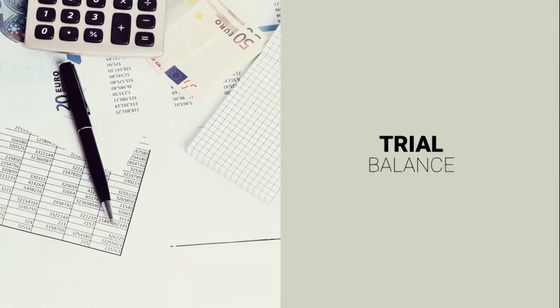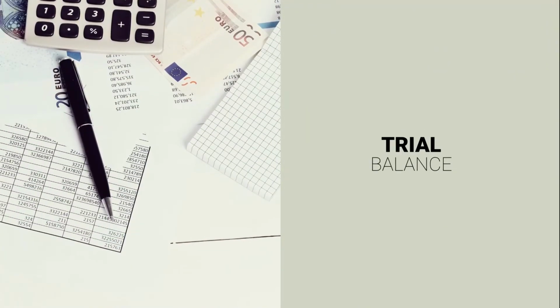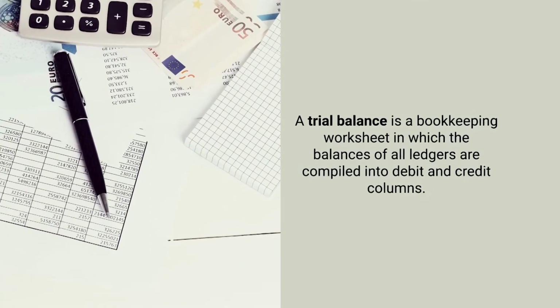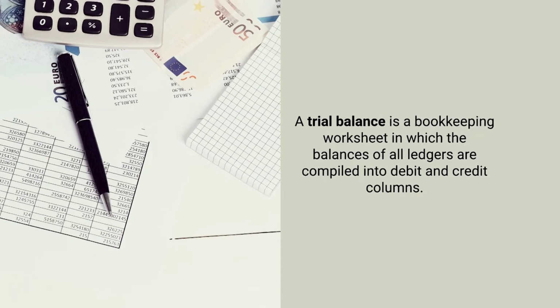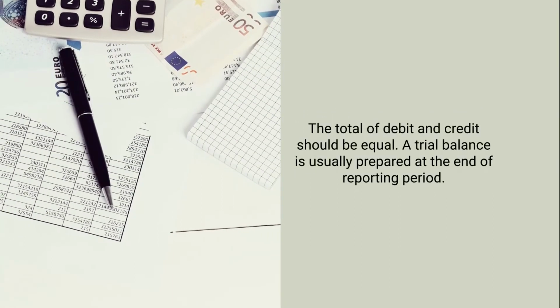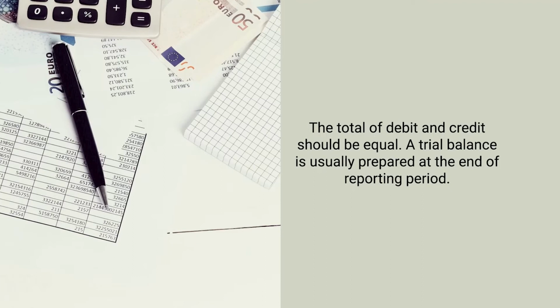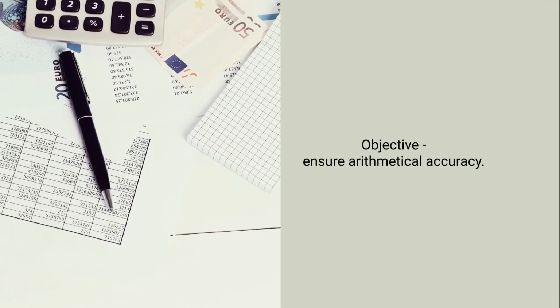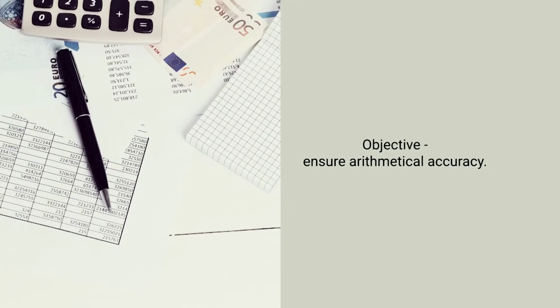Now let's come to the third important thing, that is trial balance. Trial balance is a bookkeeping worksheet in which ledger balances are compiled into debit and credit column, and the total of trial balance debit and credit side should be equal. The main objective of preparing trial balance is to ensure arithmetical accuracy, as if in case you have skipped one transaction, still the total of trial balance debit and credit side will be same.